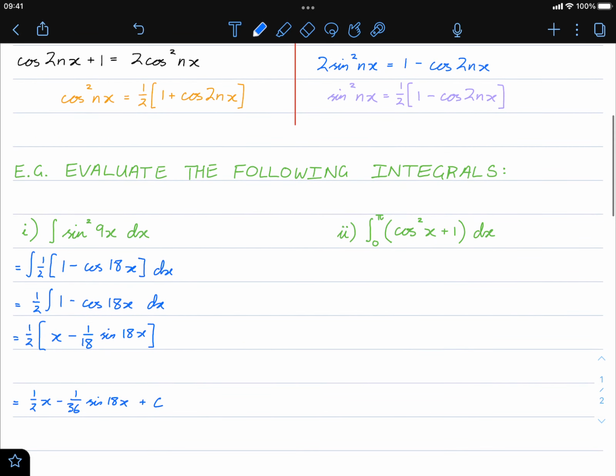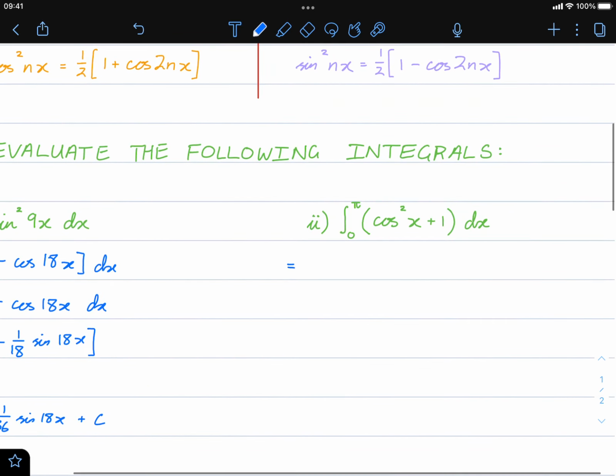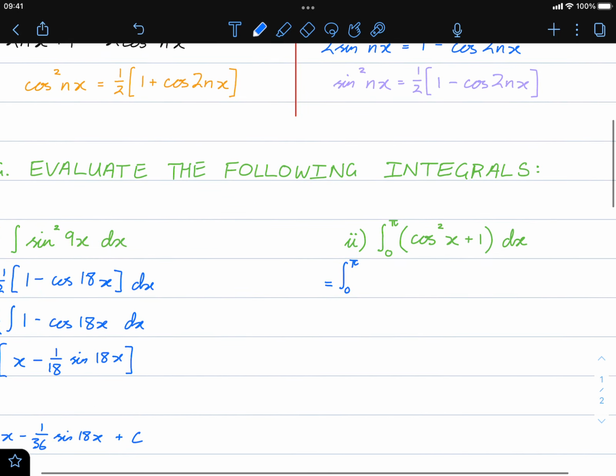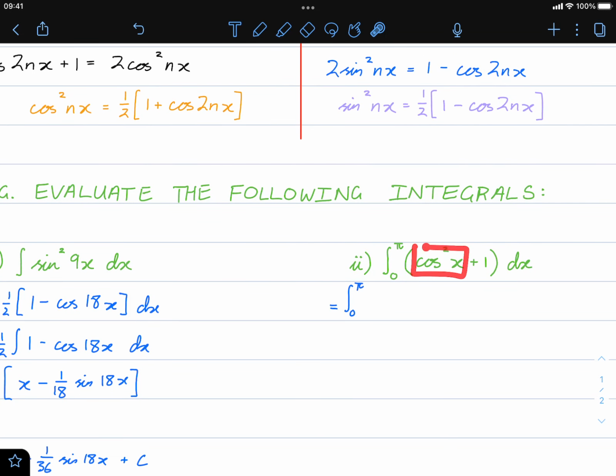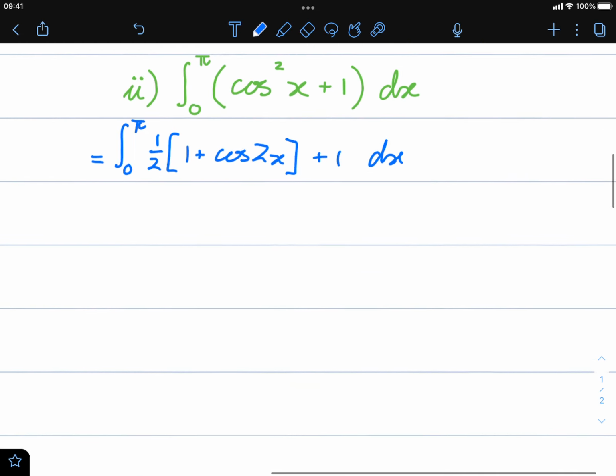Let's now do it again for this one here. So the integral remains the same, but now we're going to convert just this one here. Just this one on its own becomes half times 1 plus cos, well in this case n is going to be 1, so 2 times 1 is just 2x, plus 1, dx.